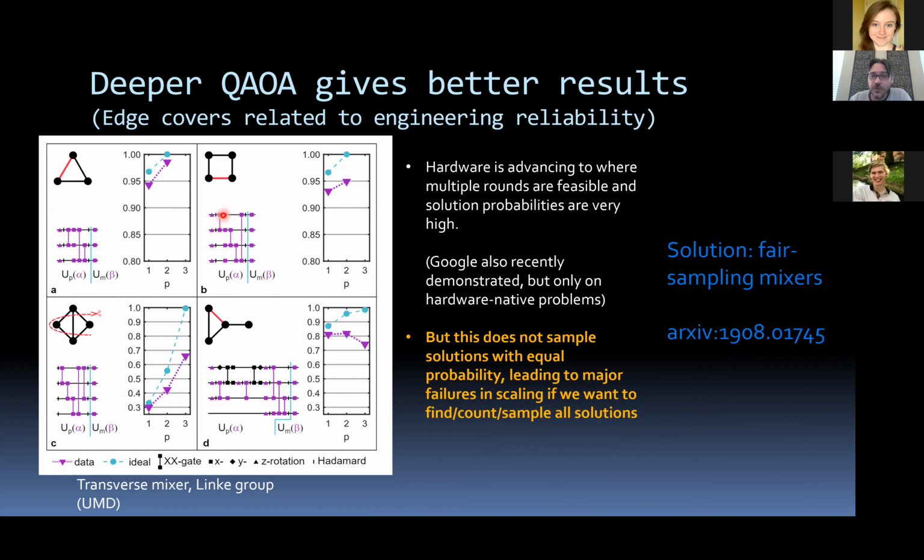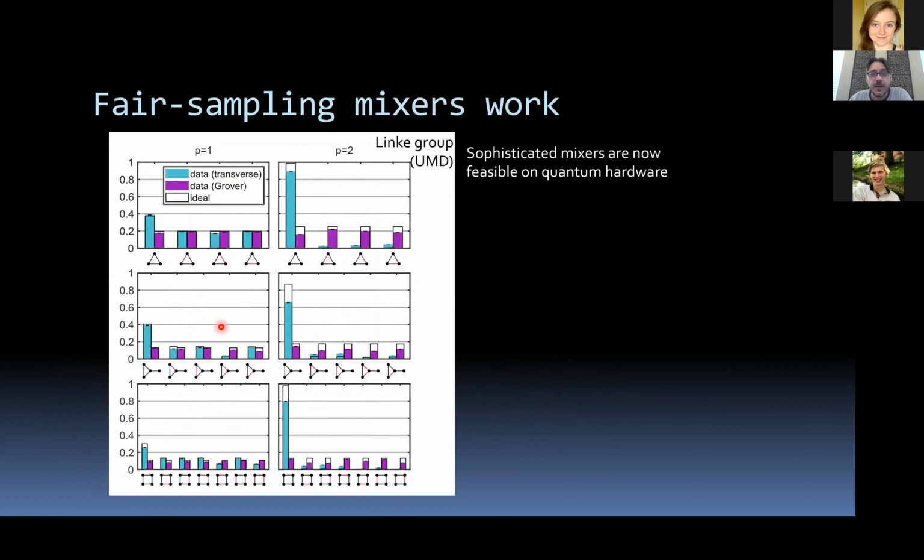But what I want to show you is results from Norbert's group again, showing that we are now reaching a stage where such mixers can be used to get great results. On these panels, the left column is 1 round of QAOA. The right is 2 rounds of QAOA. And the different rows are just different graphs. So the top are the triangle graph, the paw graph, and the square graph.